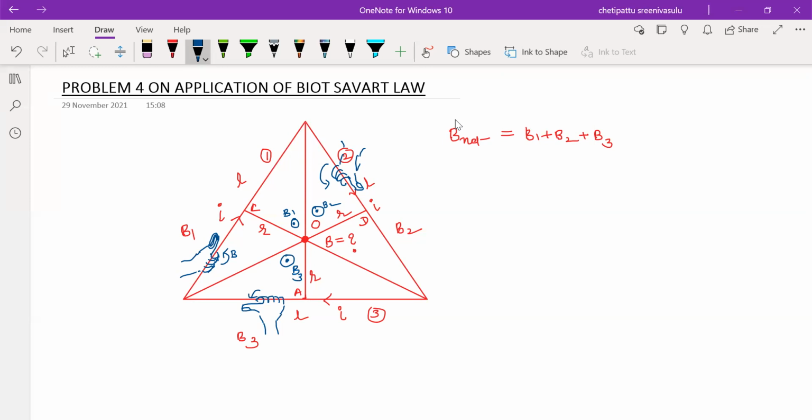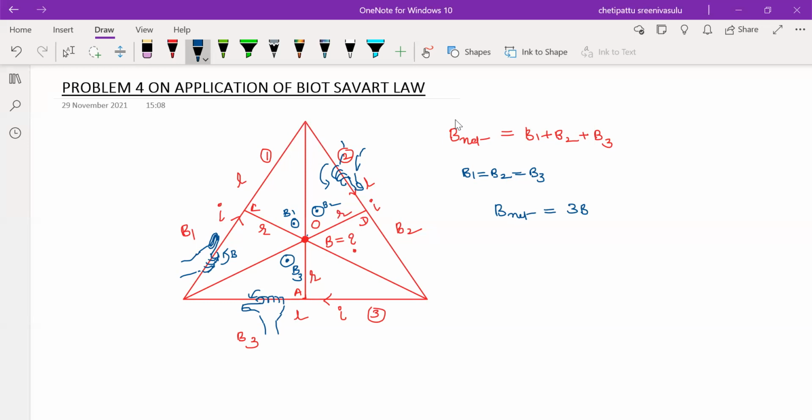So what is the net magnetic field? Here all are the same conductors at the same distance. That's why the magnetic fields B1 equals B2 equals B3. So the net magnetic field we can write as 3 times B. First of all, you find out the B value for one conductor, then you multiply it by 3. Due to these three conductors, you can find the magnetic field at O. Okay, you look at here, first conductor.